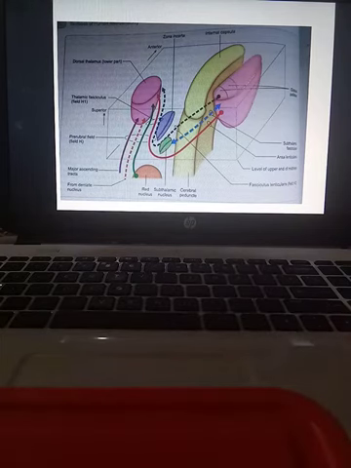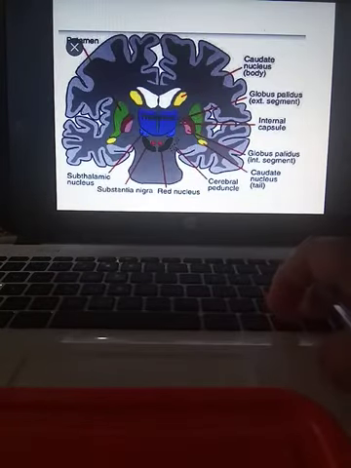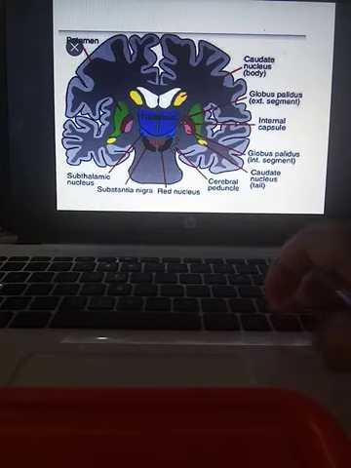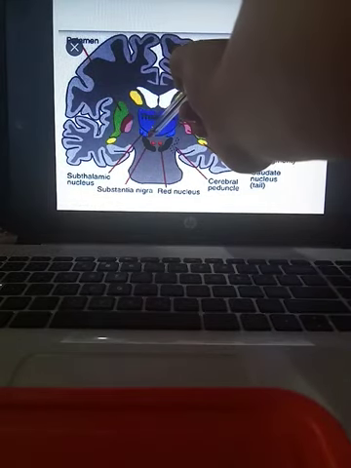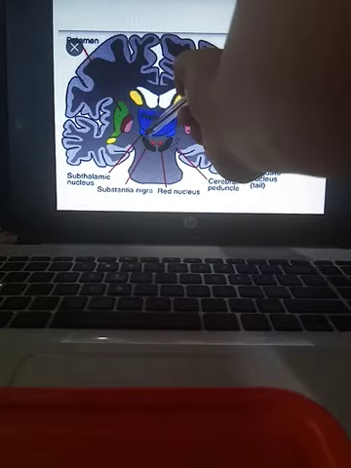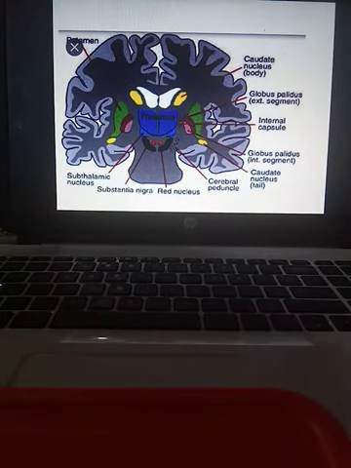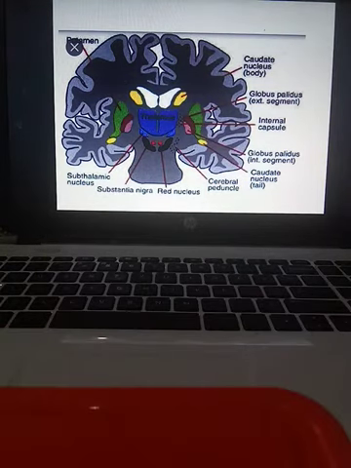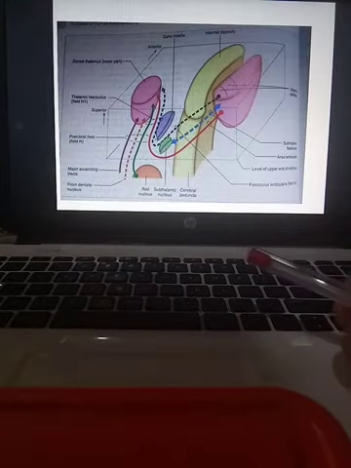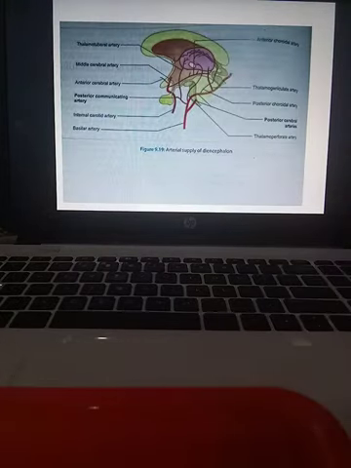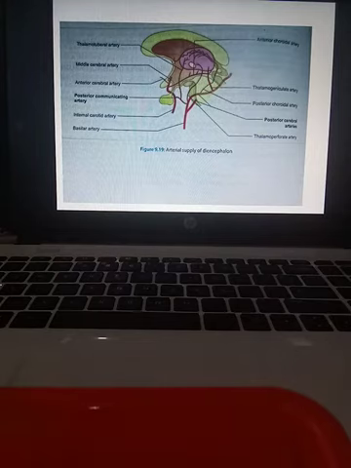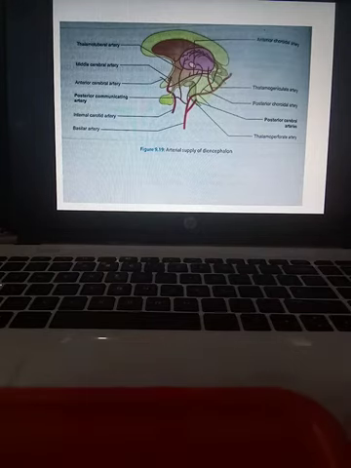Then you have the subthalamic nuclei of Lewis. This is the subthalamic nuclei of Lewis. It is considered as part of the subthalamus region. Coming to the blood supply of the thalamus. The thalamus is mainly supplied by the posterior cerebral artery.